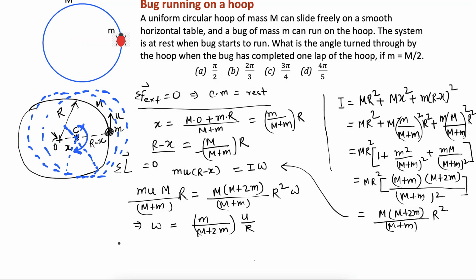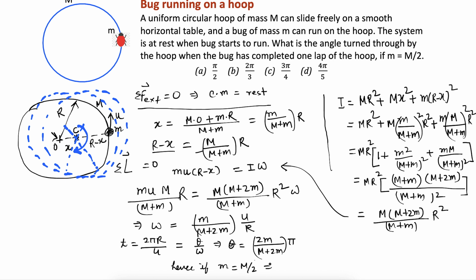Therefore, the time taken by the bug to complete one lap will be 2 pi r by u, and that should also be equal to the time taken by the hoop, which will be theta by omega, and that means theta is 2m by (M plus 2m) pi. Hence, if M is m by 2, that implies theta will be pi by 2. So A is the right answer.